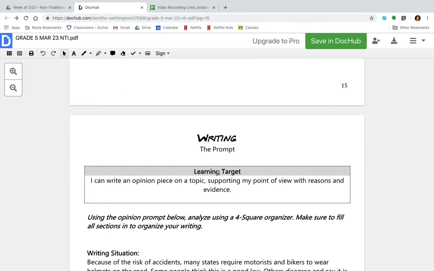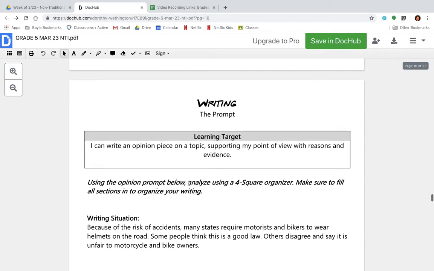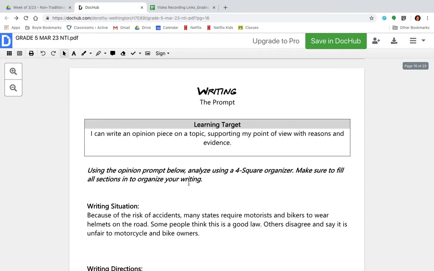Writing the prompt. Learning target: I can write an opinion piece on a topic, supporting my point of view with reasons and evidence. Using the opinion prompt below, analyze using a four-square organizer. Make sure to fill all sections in to organize your writing.